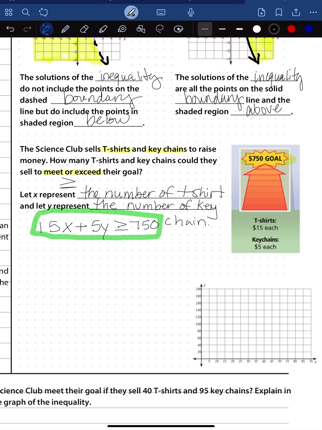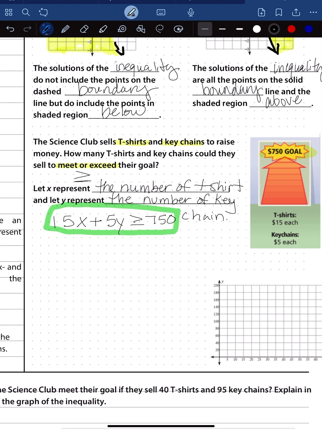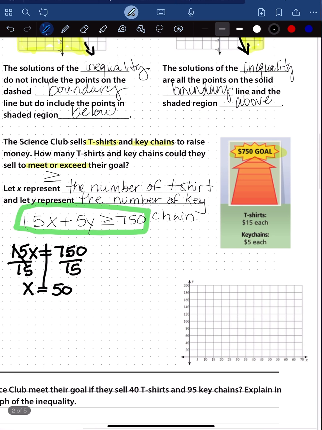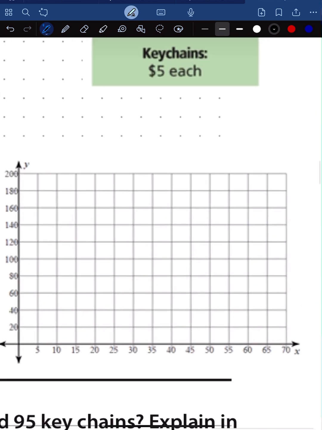In lesson 3-3, we learned that we can find the X and the Y intercepts of a standard form by taking the X portion, which is 15X, and setting it equal to our total. To solve for X, we're going to divide both sides by 15. So that tells us X is equal to 50. If I go over here to the graph, the X-axis is the t-shirts, and I'm going to put a point at 50.